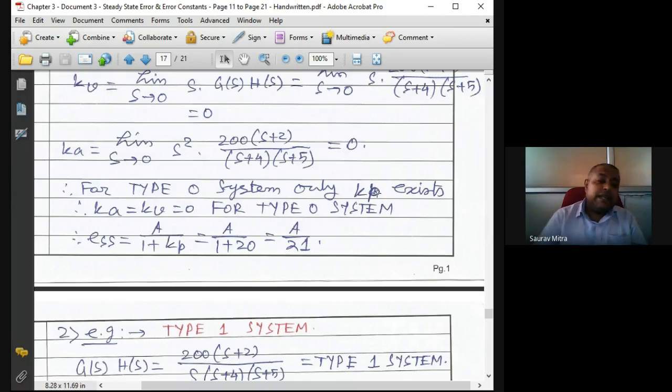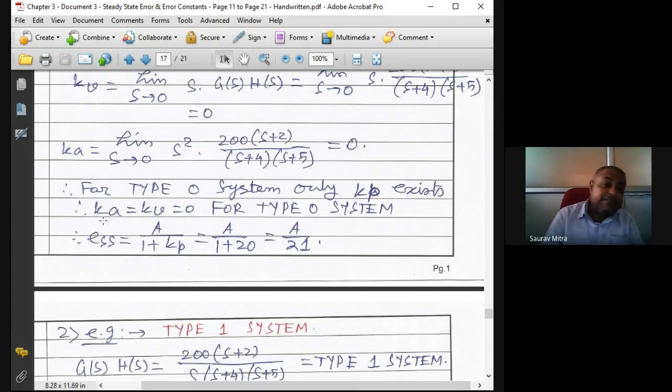If I tell you that we are giving a unit step input to the system, that means unit step means A is equal to 1. Okay, and we have seen that for unit step input, the steady state error is given by A divided by 1 plus Kp. For unit ramp input, the steady state error is A divided by Kv. For parabolic input, the steady state error is A divided by Ka.